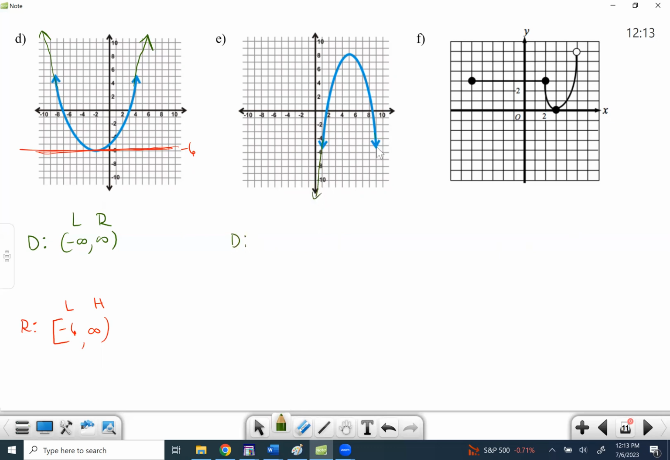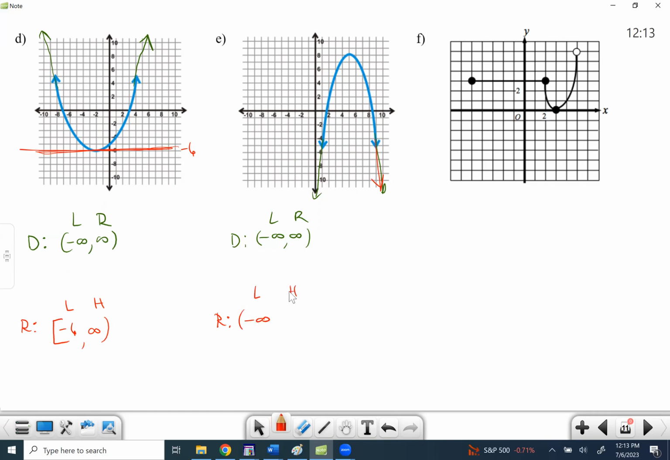All right, this parabola on part E, again, it just keeps opening to the left and getting wider and wider. It keeps opening to the right and getting wider and wider. So negative infinity to infinity. That's our left and right. Now, as for the range, this one doesn't have a lowest. It just goes down forever. So negative infinity is what we'll put in that spot.